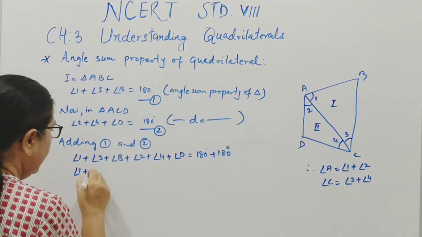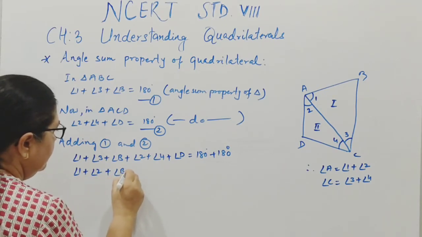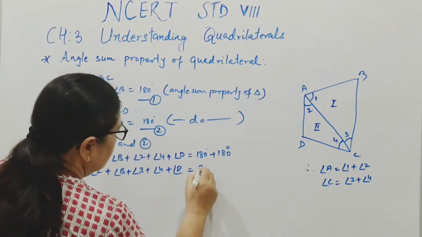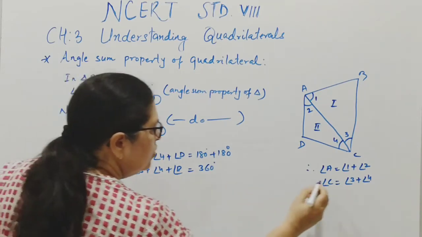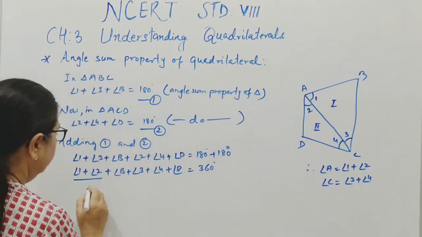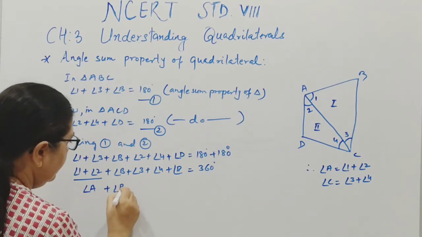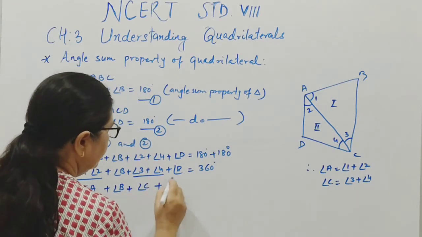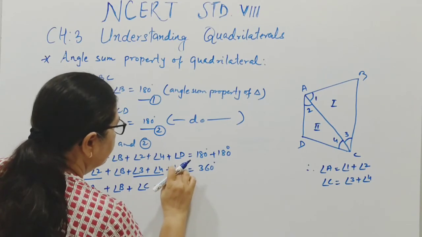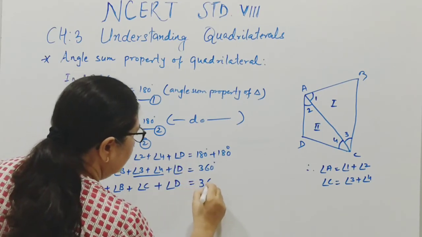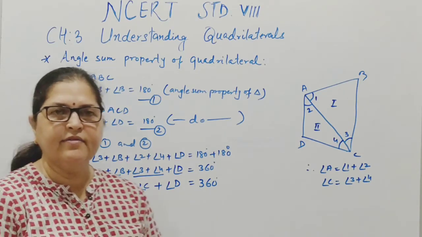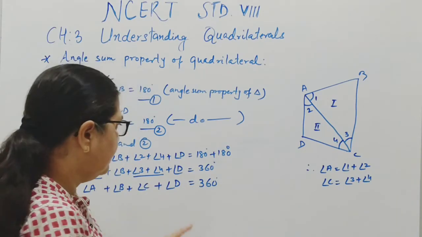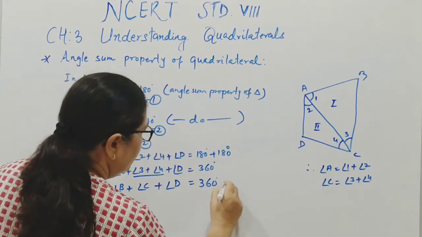Now we'll write angle 1 and 2 together and angle 3 and 4 together. Here angle 1 and 2 together make angle A. Therefore this is the angle A plus angle B. Similarly angle 3 and 4 together make angle C plus angle D. It is 360 degree. Now we have proved that sum of all the four angles of a quadrilateral is 360 degree. This is known as angle sum property of quadrilateral.